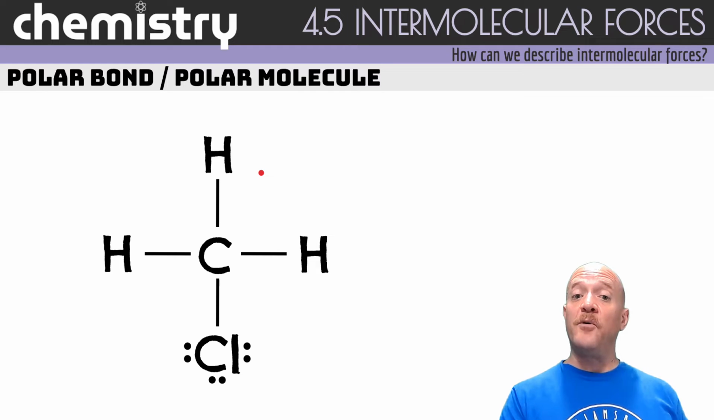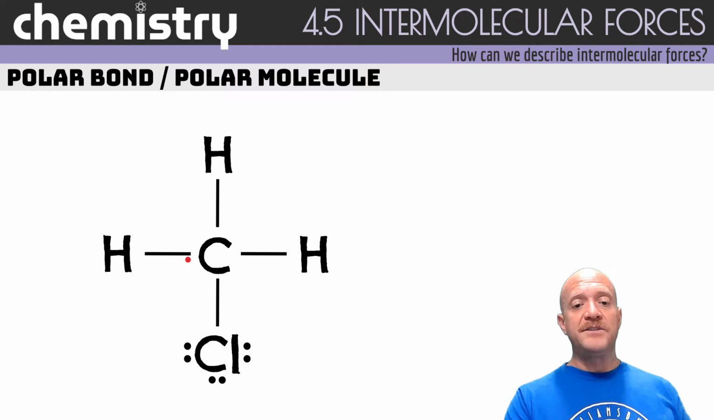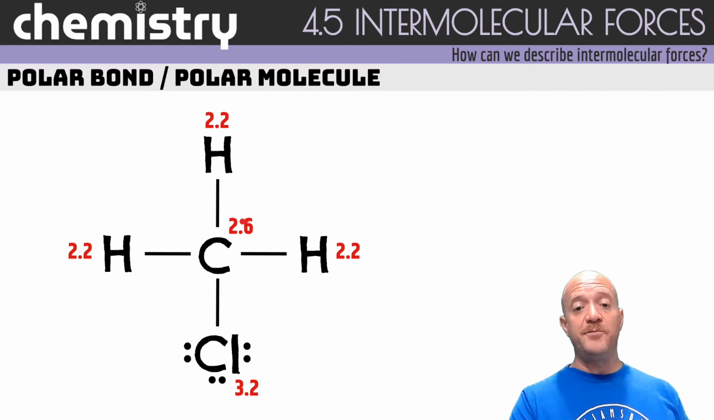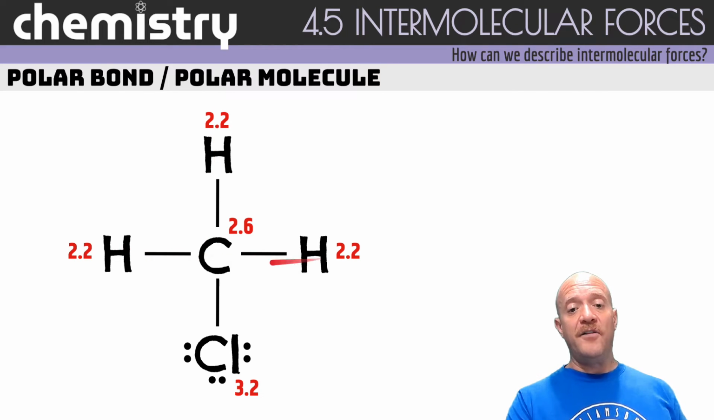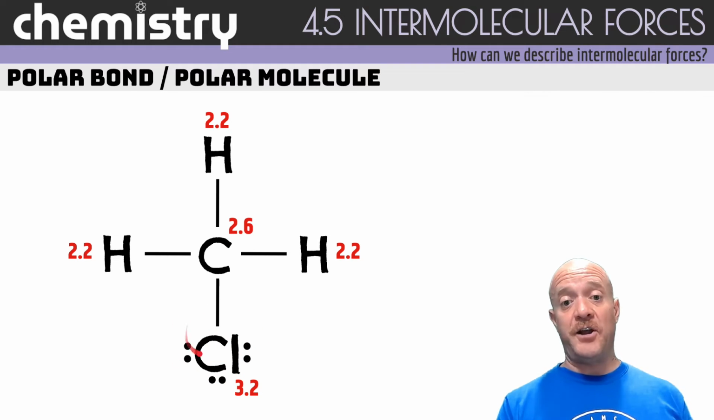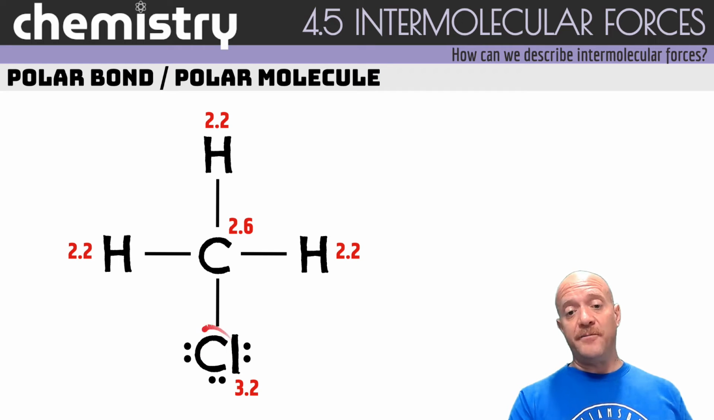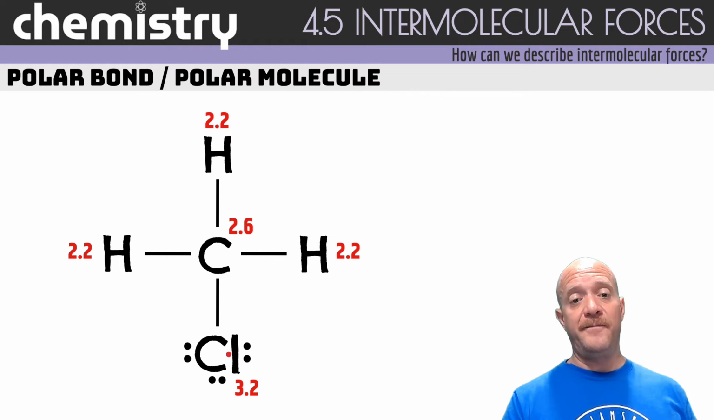Now this is an example of a polar bond and a polar molecule. I talked about this before. This is 2.6, this is 2.2. These are all nonpolar bonds. However, this one is polar. A lot of the electrons are going to be spending a lot of time around this chlorine, which means this chlorine is going to have a slight negative charge. This is not symmetrical because the chlorine is not balanced by something over here. So we have three nonpolar bonds, one polar bond. This is going to be a polar molecule.